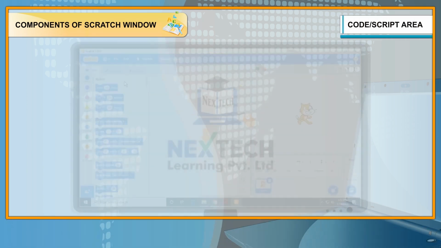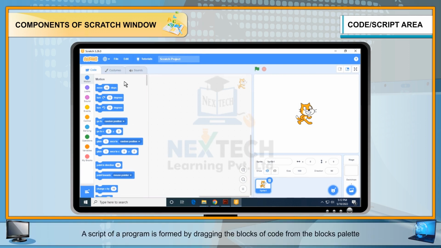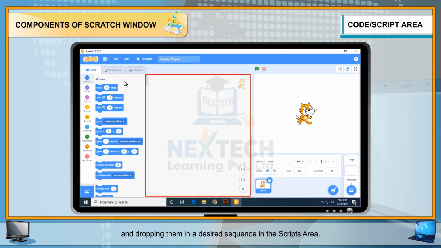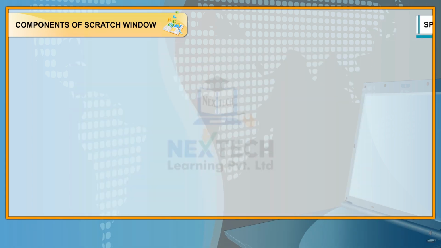Code or script area. This area is used to create scripts. A script or program is formed by dragging the blocks of code from the blocks palette and dropping them in the desired sequence in the scripts area. Snapping the blocks together forms a block stack or script for the sprite.